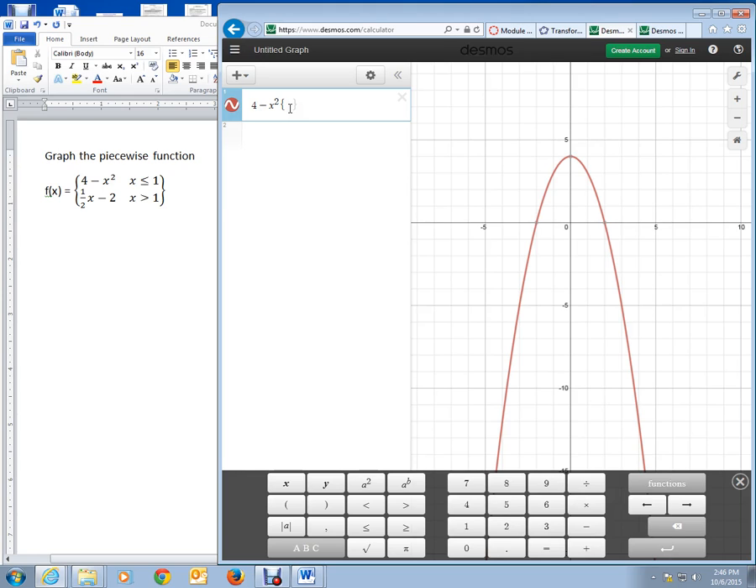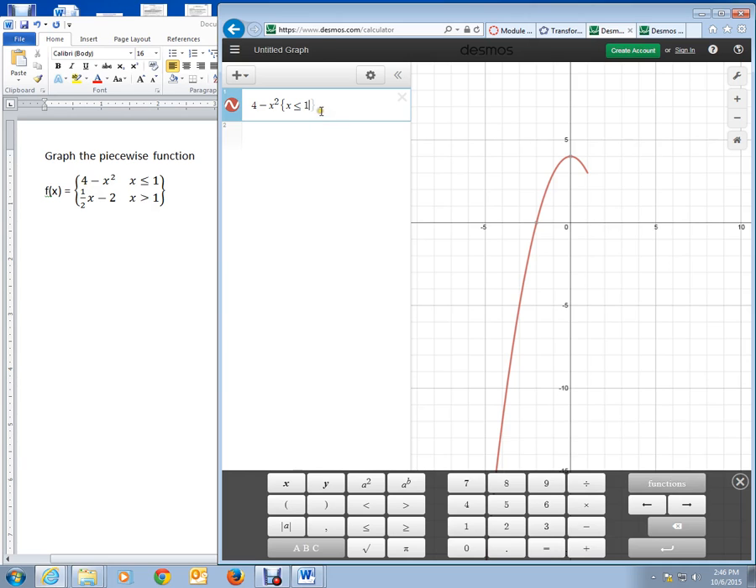So we're going to put in curly brackets, and those curly brackets are on your keyboard, and then we're going to hit x. We're going to type in the less than equals, and when we type those two together, it makes the less than or equal to symbol, and 1. And what you'll see is that this has restricted the graph of 4 minus x squared for values of x less than or equal to 1. So for values of x, as I move along here, for values of x less than or equal to 1, we have 4 minus x squared graphed.